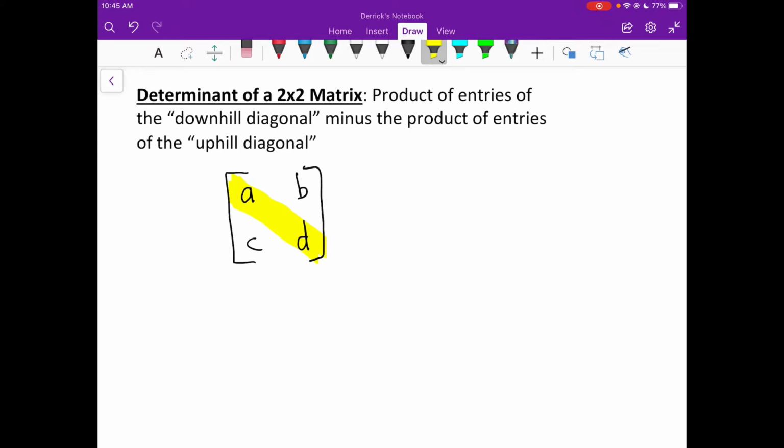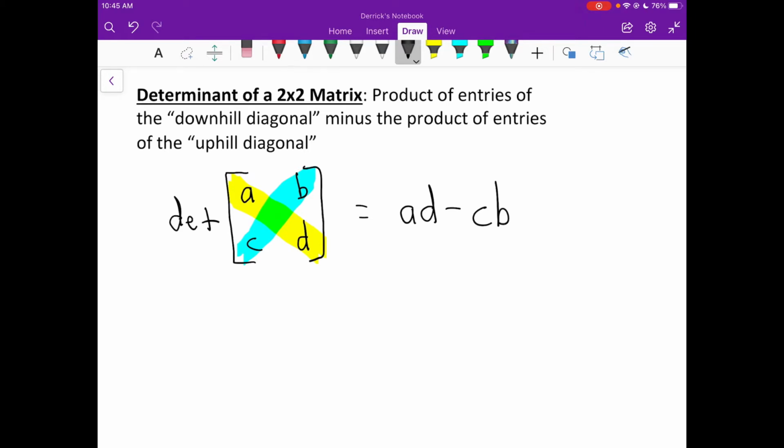So you are taking the downhill diagonal of AD minus the uphill diagonal of CB. That literally is your formula for the determinant of a 2 by 2 matrix. It is taking AD minus CB. The notation for determinant is simply DET. So DET of this matrix, the determinant of this matrix, would be AD minus CB.